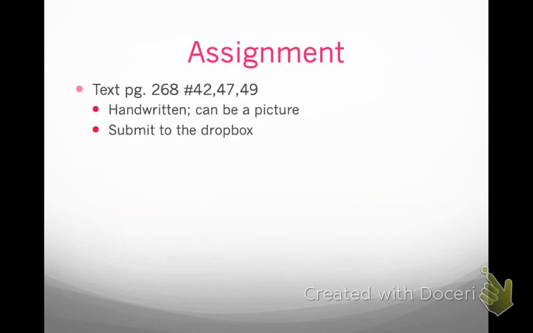And that brings me to your assignment. Your assignment is going to be on page 268. You're going to do numbers 42, 47, and 49. You can handwrite these in your notebook and then send me a picture and submit it to the Dropbox.